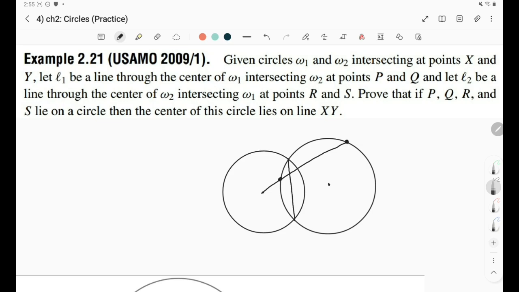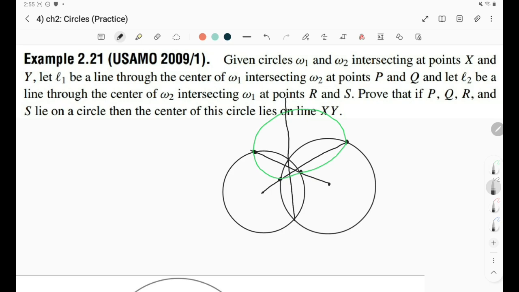We need to take another line from here that intersects the other circle at 2 points as well, and they're assuming that these points form a cyclic quadrilateral like this. They want us to show that the center of this circle lies on the radical axis, that is this line here. So the center should be somewhere on this line.